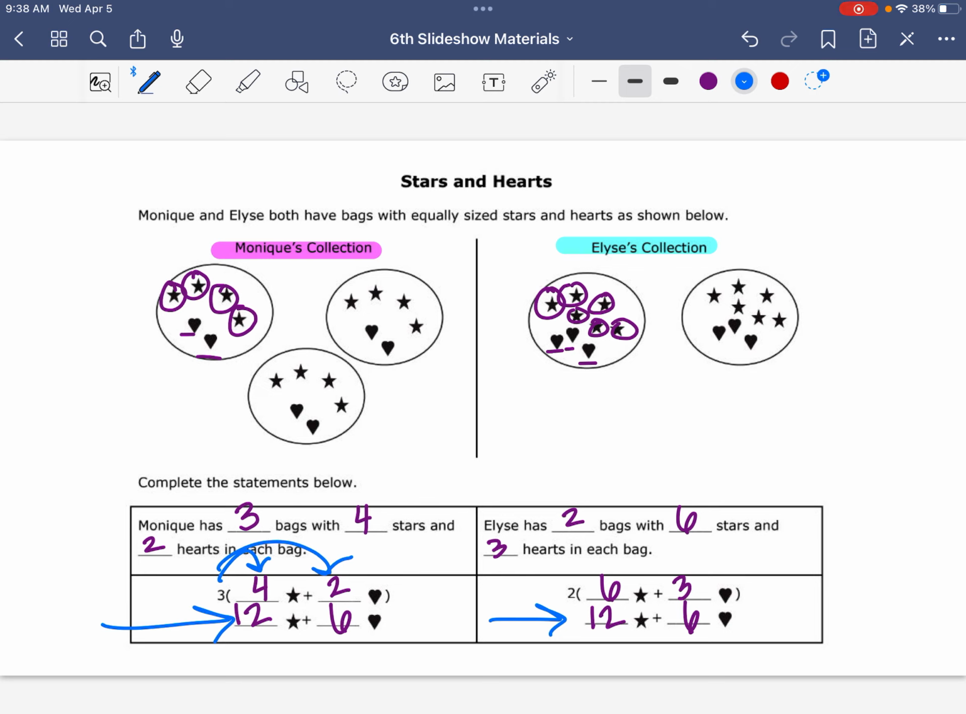So we can apply that same thinking to something, say, 4 groups of 2x minus 3. Well, I would have 4 groups of the 2x, like 4 bags of 2x's in each bag, which gives me 8x. But then I would also have 4 groups of the 3 negatives, which is negative 12. So this thinking can be applied with images, but also with our expressions that we've been using.